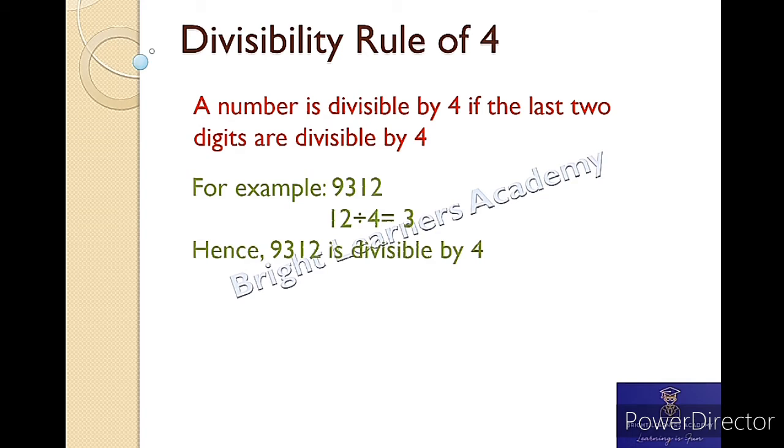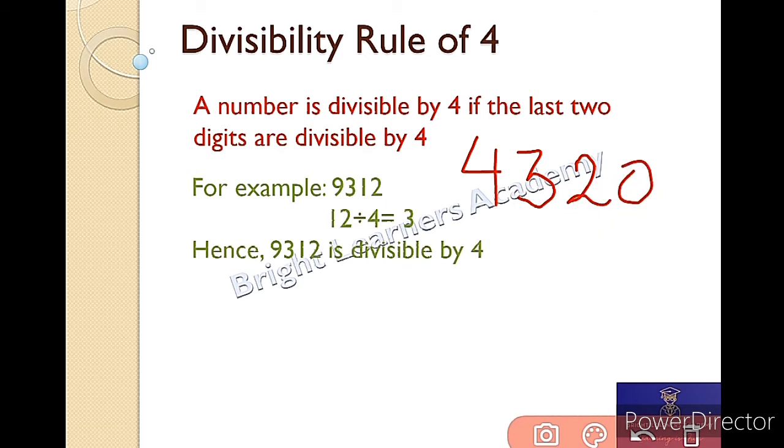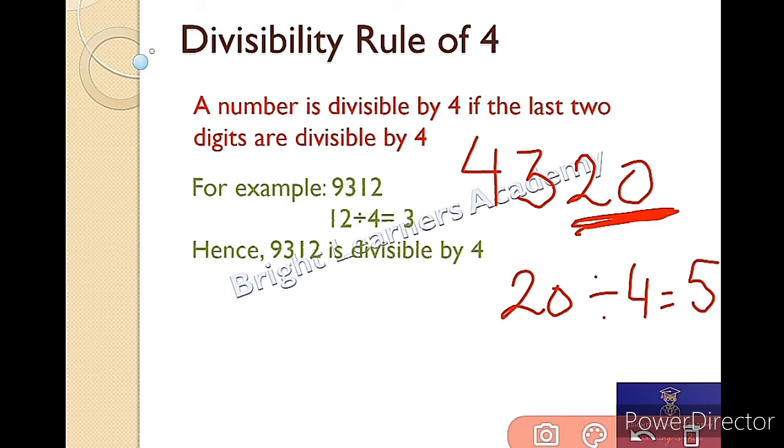Okay, let's take one more example. Suppose a number is 4320. As per the rule, we have to focus only on the last two digits, and the last two digits here are 20. If we divide 20 by 4, we got 5 as the answer. It means this is divisible by 4. Hence we can say 4320 is divisible by 4. Okay, see, this is very simple and easy, right?